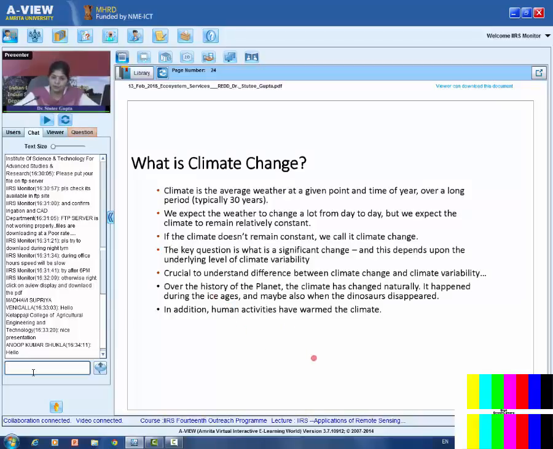Now it becomes crucial to understand the difference between climate change and climate variability. Climate variability is a small phenomenon, and change is a massive phenomenon, right? And over the history of the planet, climate has changed naturally, as it must have during the ice age, and also when the dinosaurs disappeared. So why is it happening now? All of us know there have been human activities which have warmed the climate, and human activities are many, as all of us are aware.